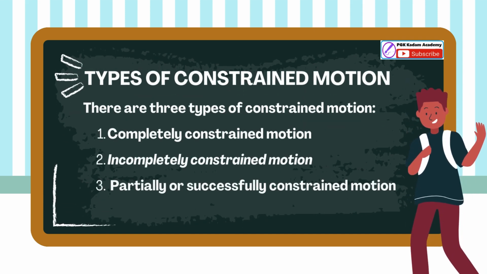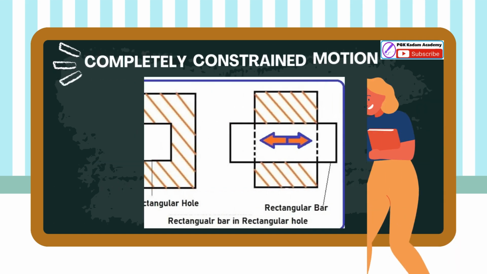Types of constrained motion. There are 3 types of constrained motion: completely constrained motion, incompletely constrained motion, and partially or successfully constrained motion.